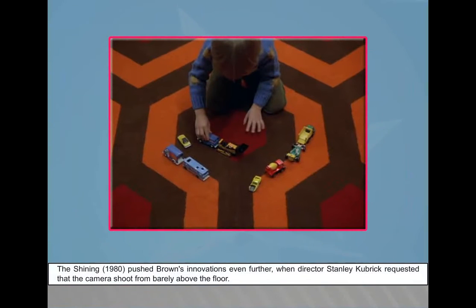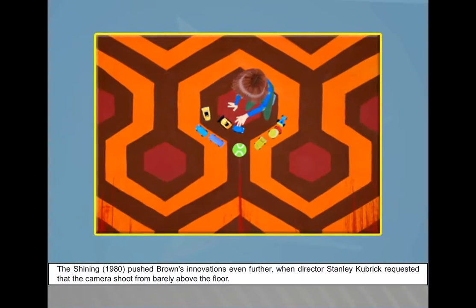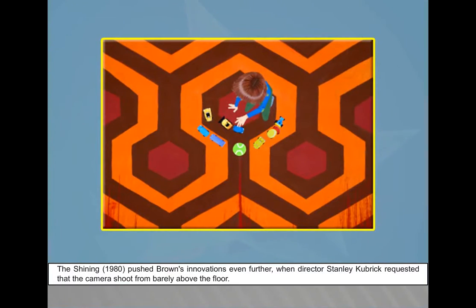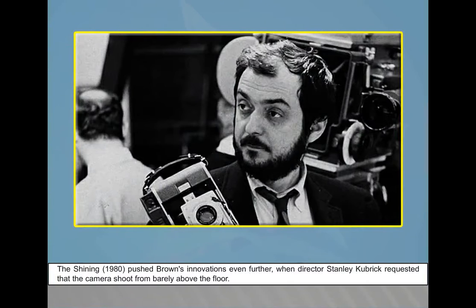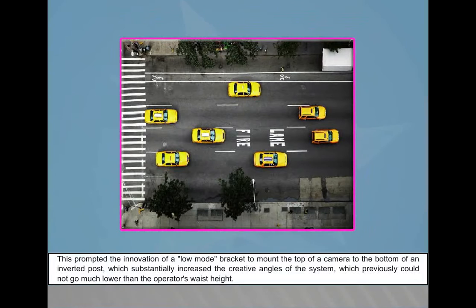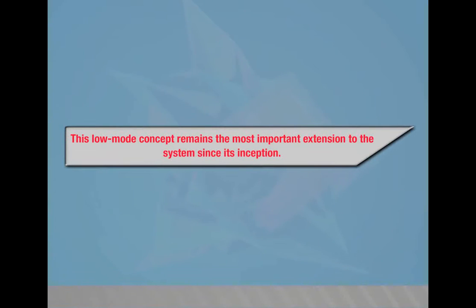The Shining, 1980, pushed Brown's innovations even further when director Stanley Kubrick requested that the camera shoot from barely above the floor. This prompted the innovation of a low-mode bracket to mount the top of a camera to the bottom of an inverted post, which substantially increased the creative angles of the system, which previously could not go much lower than the operator's waist height. This low-mode concept remains the most important extension to the system since its inception.